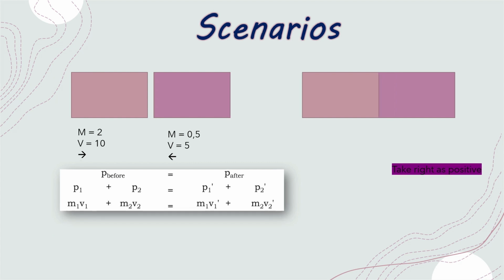This is the next scenario. This is still moving to the right, and this is still moving to the left. However, in the after, they are both moving as one. They are joined. We're still taking right as positive. We use this formula. However, we take this out and you make one mass. So your mass is 2 plus 0.5. So you'll put 2.5 and you put your velocity as unknown. And you're solving for one velocity since they are combined. Thus, your answer should be 7 meters per second to the right.